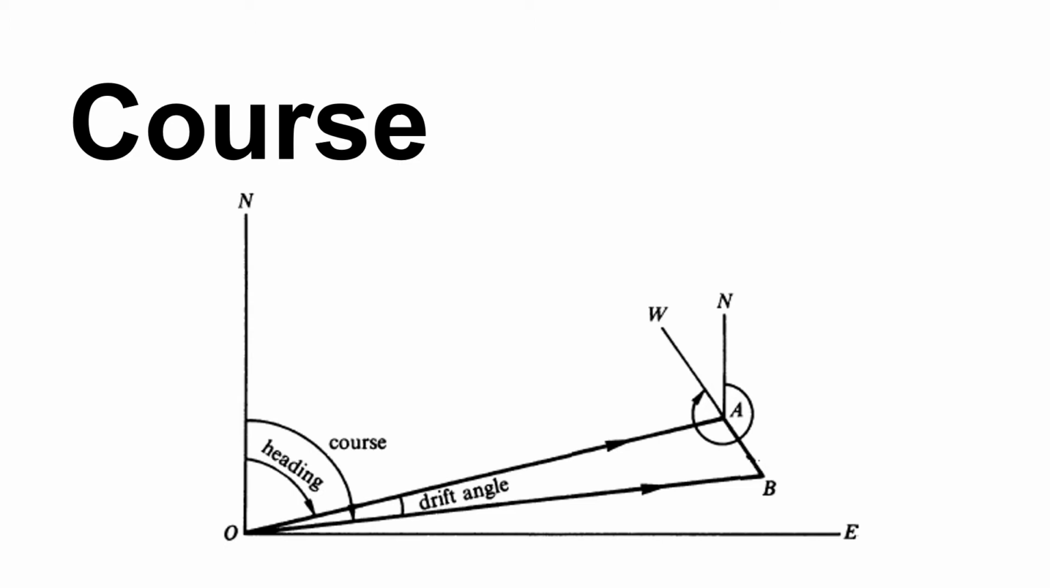Let us start our discussion with course. Course is your intended path or the actual path that your ship is traveling. The heading is different from course because the heading is where your ship is pointed. The heading may be different from course because of drift and other external factors.